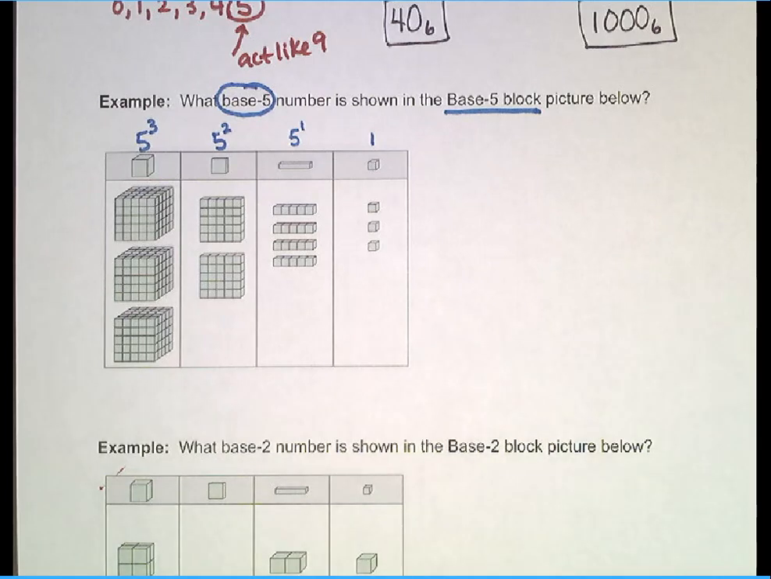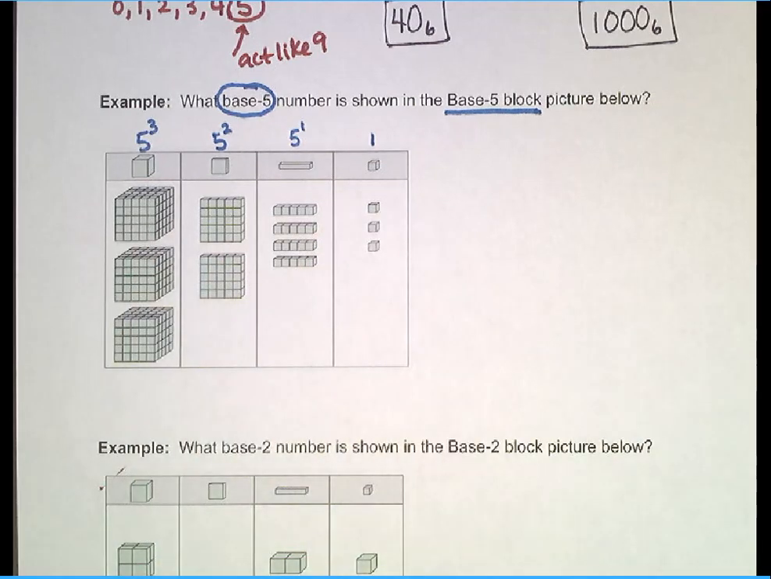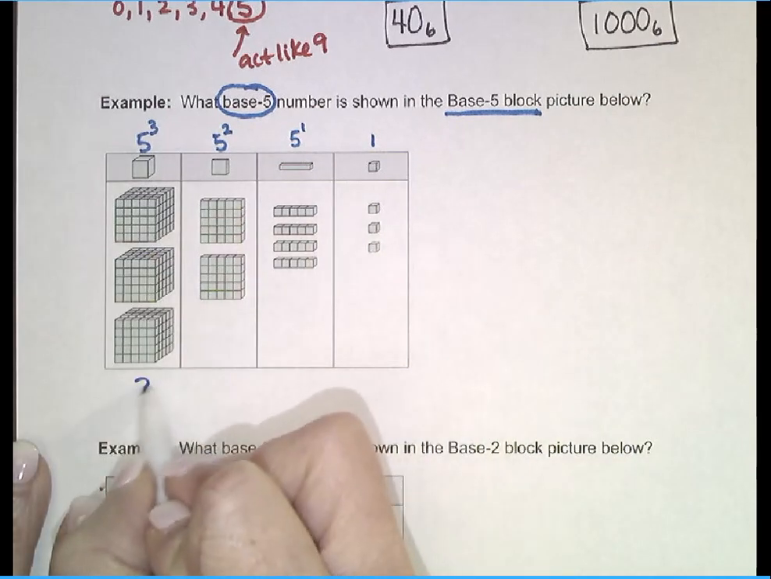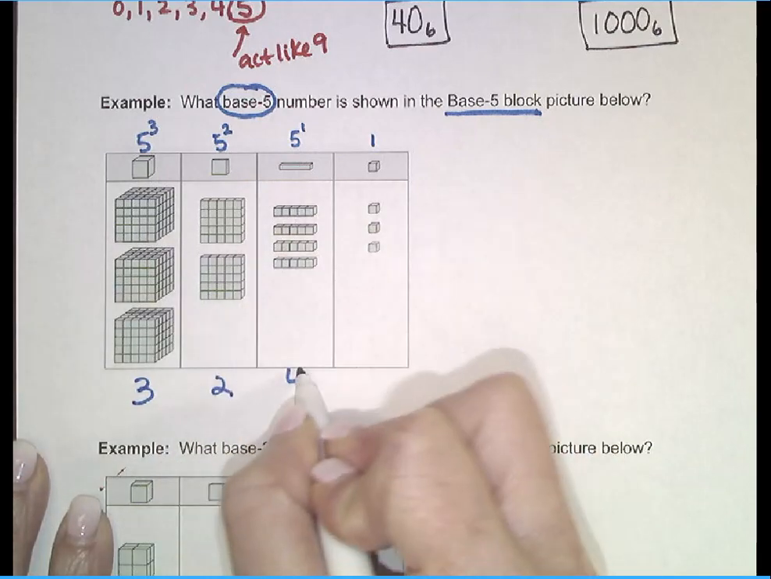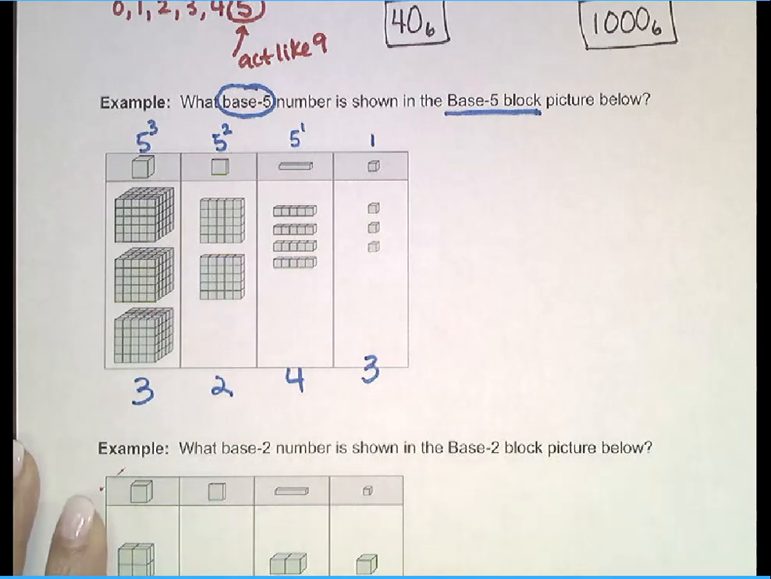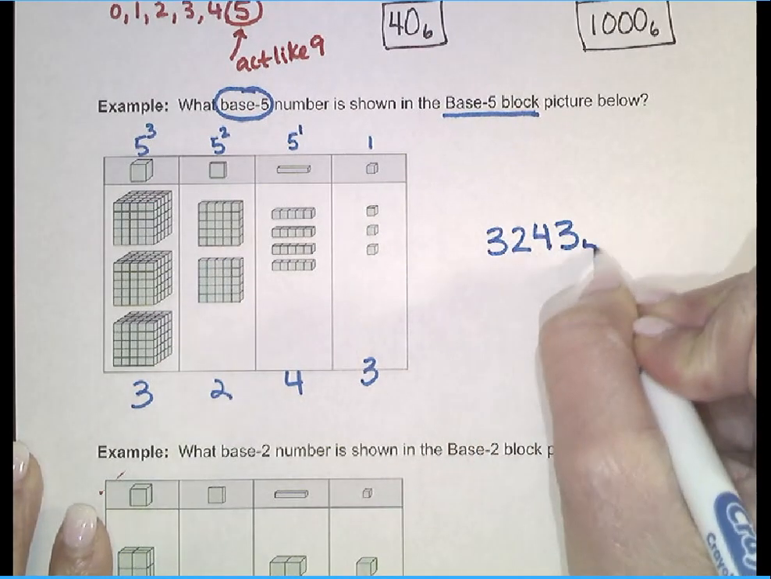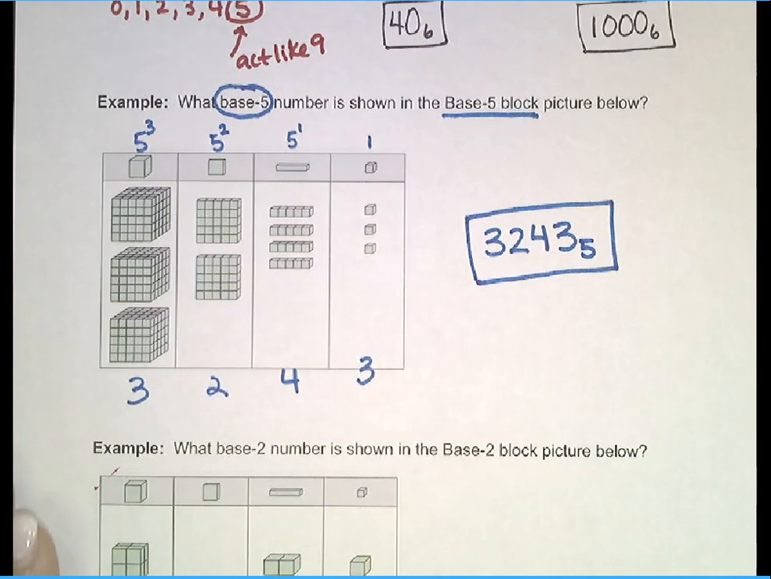So in base 10, each shape represents a place value. It's the same thing for base 5. All you have to do is look at it and literally count the number of shapes. This is a 4-digit number. You have 3 of those, you have 2 of those, 4 of those, 3 of those. The number is 3, 2, 4, 3, base 5. That is it. Please don't make it harder than that.